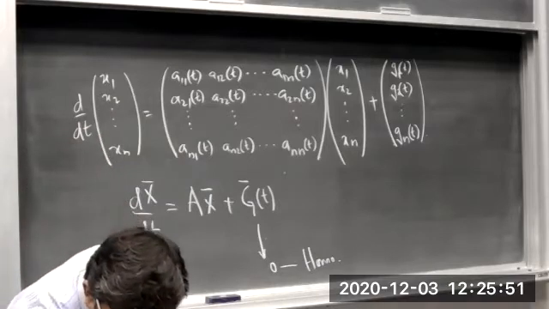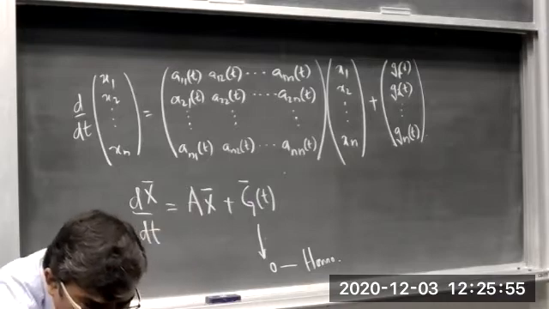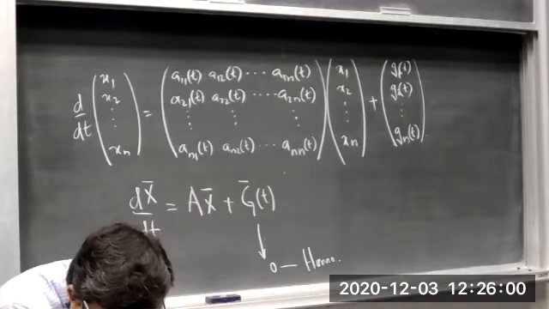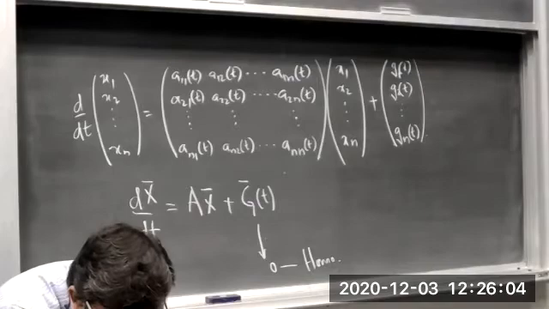There's a question in the chat window, maybe. Can a linear non-homogeneous system have a11 or a12 or a1n as something that is more than a function of t or a constant?